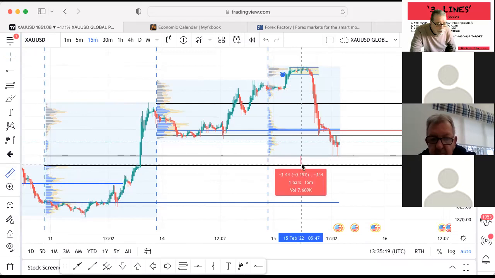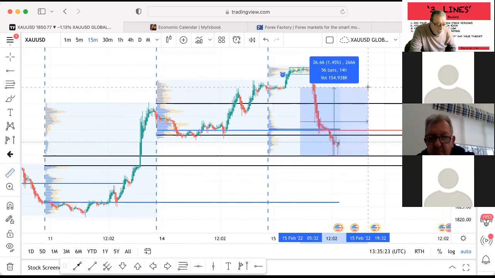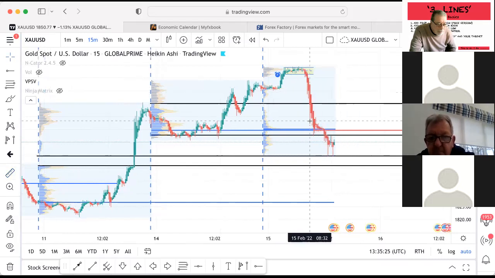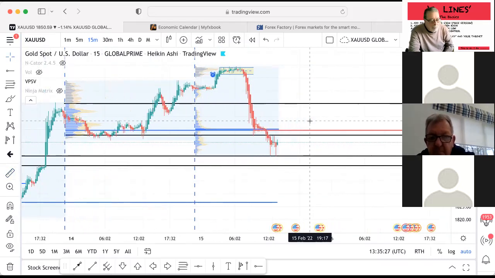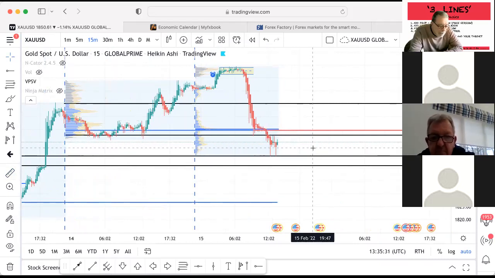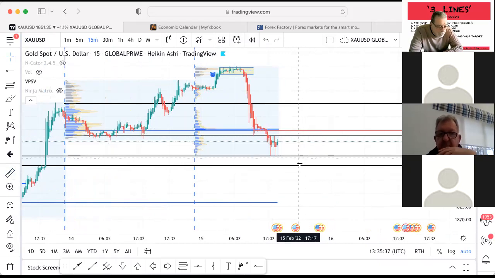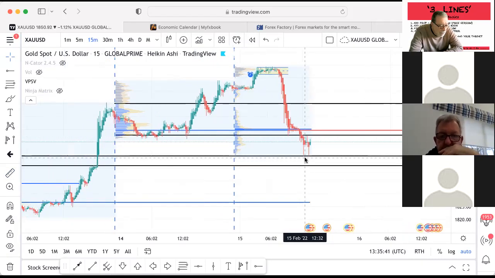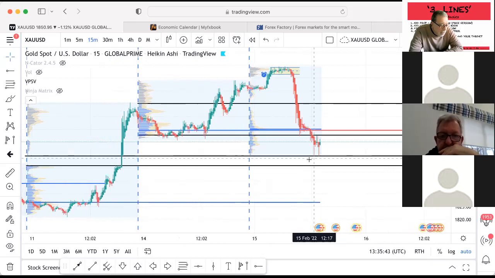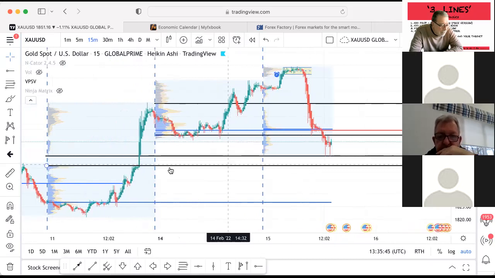But let's just measure it. It's 34 pips. 34 pips at $10 million a pip, which is what it takes to move a pip. So that's $340 million involved in that little area there. So that's one area to look at.